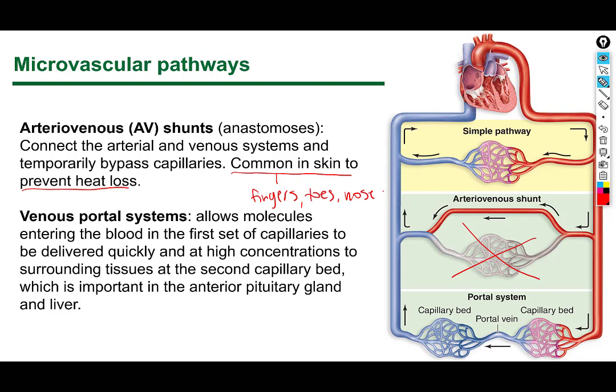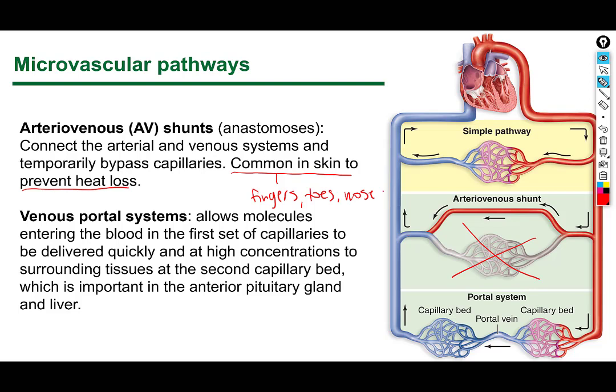A portal system is another very specialized blood vessel system, and these only exist in a couple spots in the body. One of them is the relationship between the hypophysis and the hypothalamus, so your hypothalamus and your pituitary gland. The other is the portal system that involves your liver. We'll talk more about that when we talk about the digestive system.